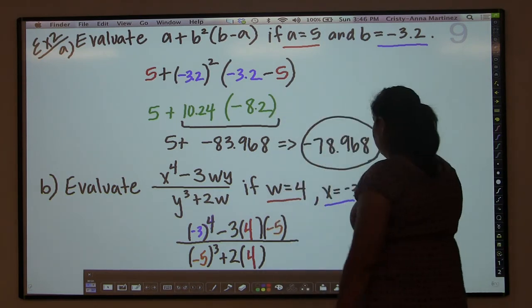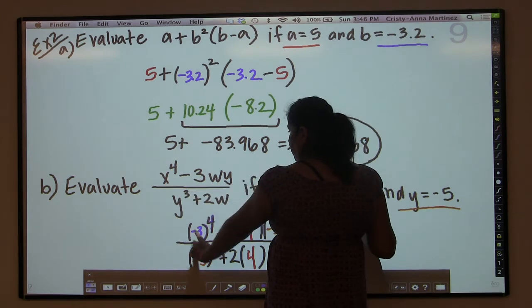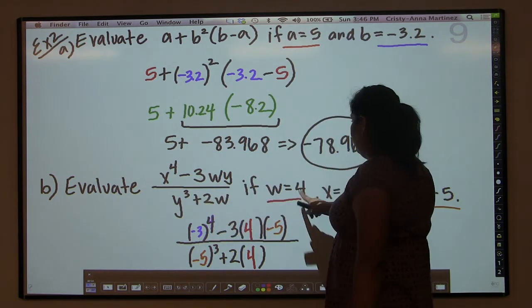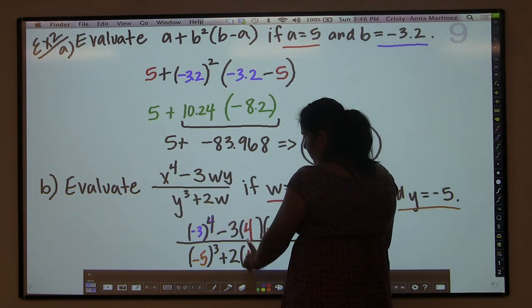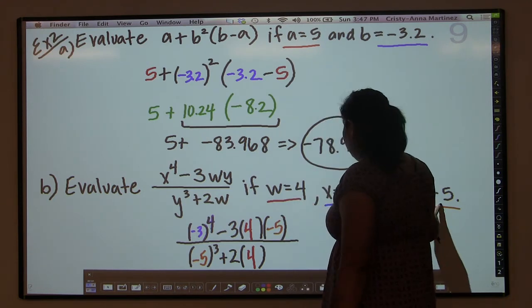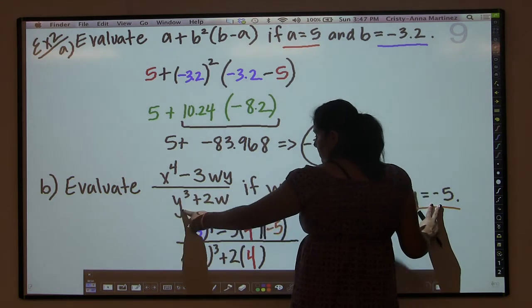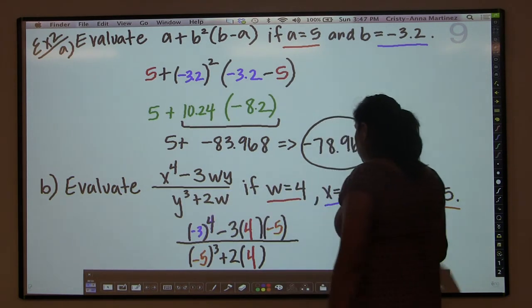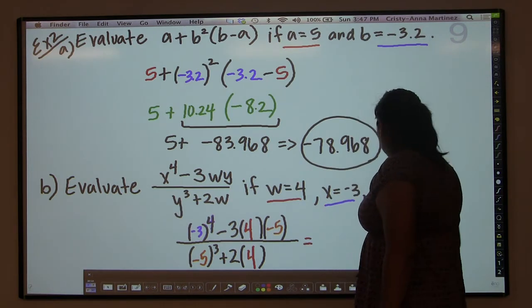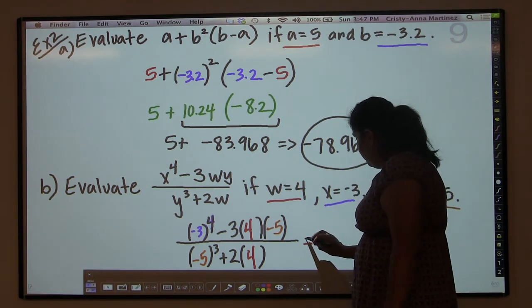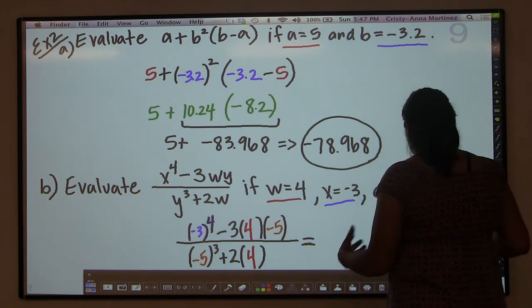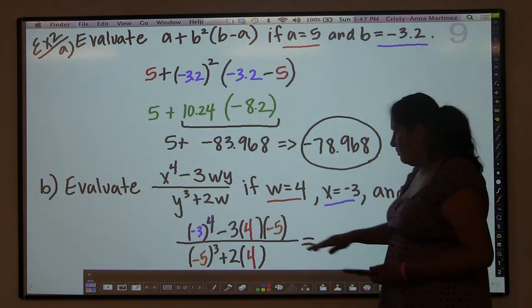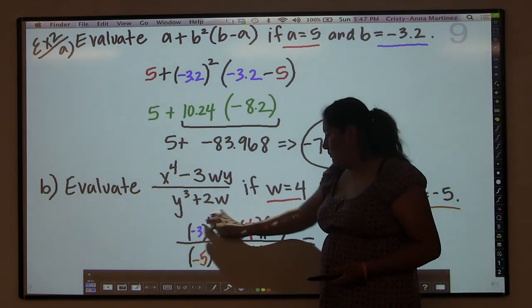So we put negative 3 in the X's place right here. We put 4 in the W's place, both here and here. And we put negative 5 in the Y's place, both here and there. And so I was saying earlier that sometimes grouping symbols can become division bars because it separates the top from the bottom and keeps this top part as a group.